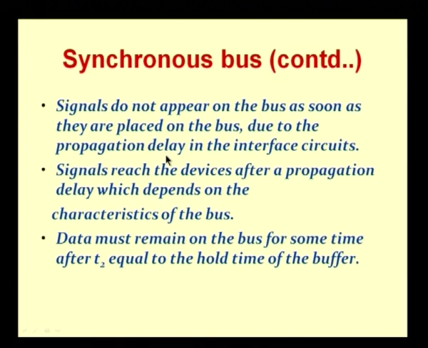So for T0 to T1 we have a requirement, and similarly from T1 to T2 we have a requirement. These two put together will determine the overall pulse width, and it will also determine the frequency of the clock that can be used. Now, the next point that we need to remember is what I told you about the hold time. Okay. So remember that signals do not appear on the bus as soon as they are placed on the bus, due to the propagation delay in the interface circuits. Second, signals reach the devices after a propagation delay, which depends on the characteristics of the bus.